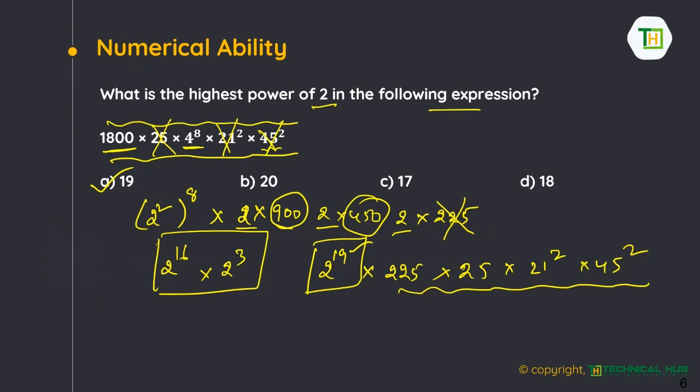Option A. Guys, to solve these kind of problems, first, whatever the values are possible to write in powers of 2 or as multiples of 2, you just take only those numbers. Remaining numbers are not at all required. 25, 21, 45, these are not multiples of 2, so it is not possible to write them in powers of 2. Take only 1800 and 4 power 8. 4 you can write as 2 square, and similarly 1800, I already explained how to expand that value in powers of 2. Here the answer is option A.